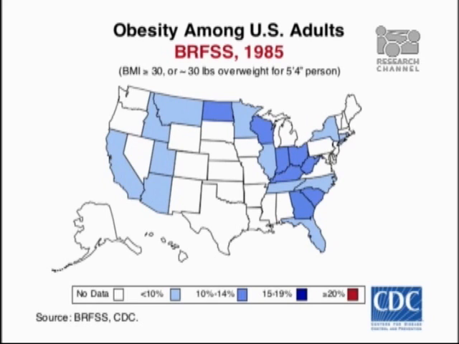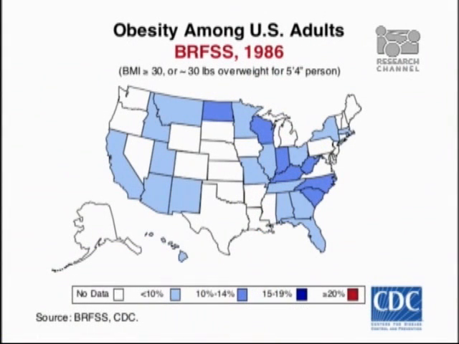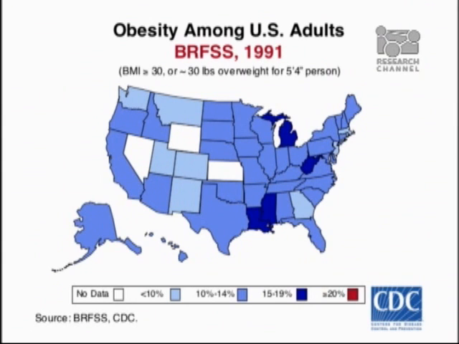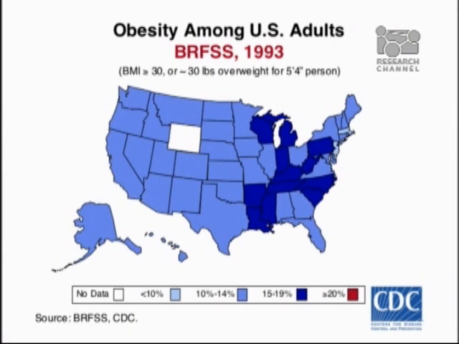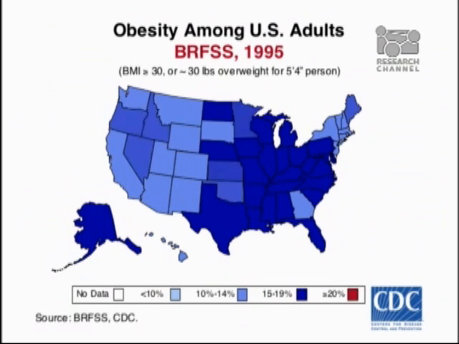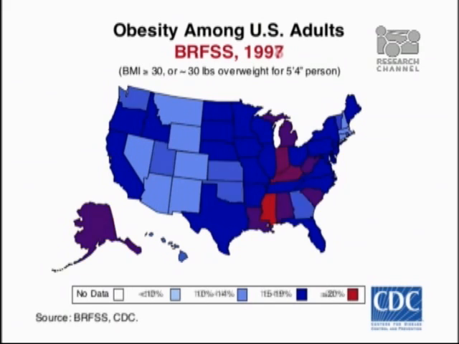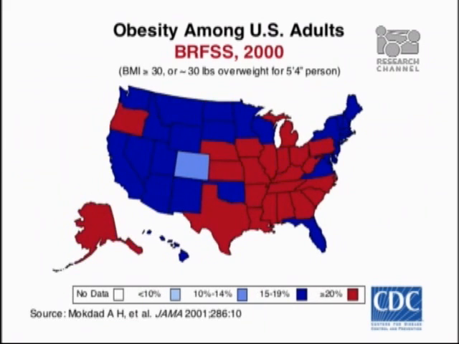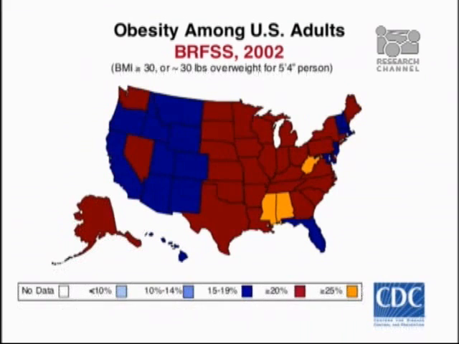And what you see here is the distribution starting in 1985 by state of the proportion of people who met this criteria for obesity. And I'm just going to run through these so you can see why we're calling this an epidemic. And this is just of adults. This is 1985, 1986, 1987, 1988, 1989, 1990, 1991, 1992, 1993, 94, 95, 96, 97, 98, 99, 2000, 2001, and 2002.